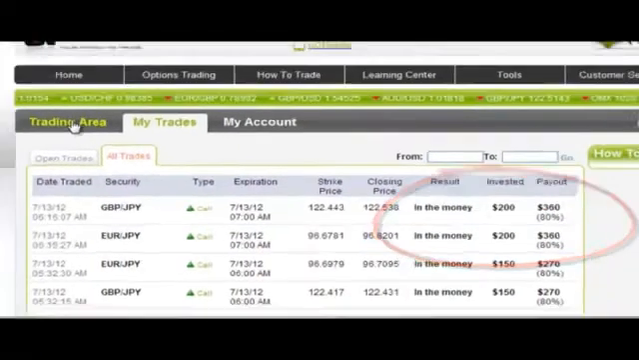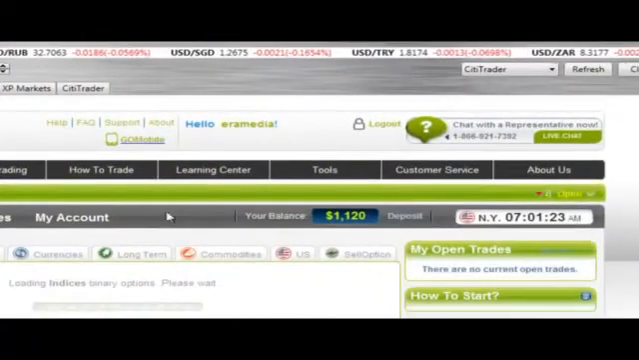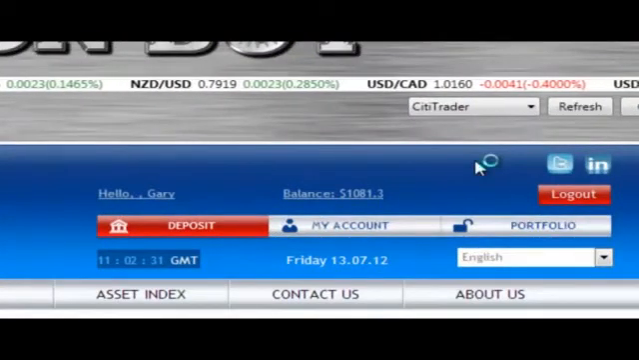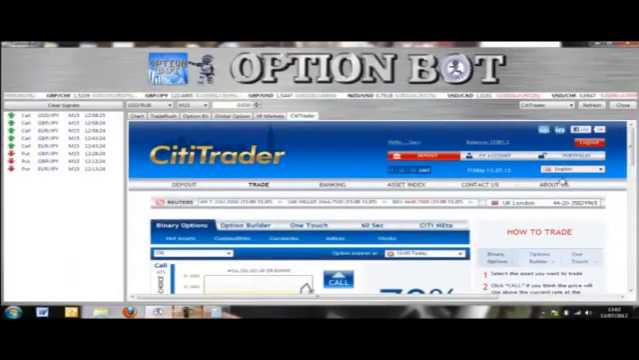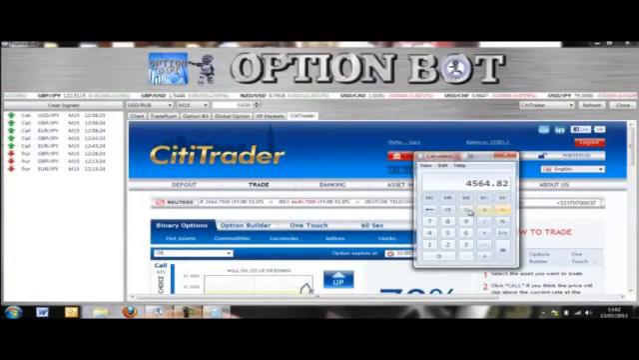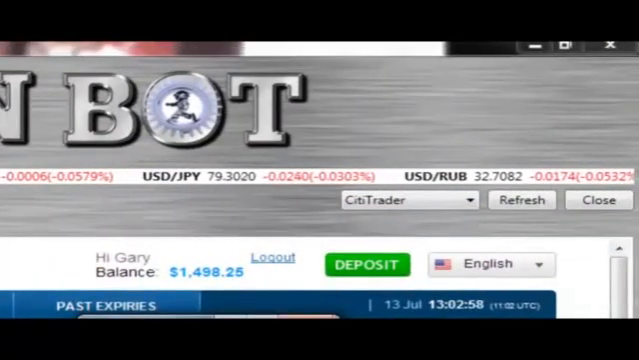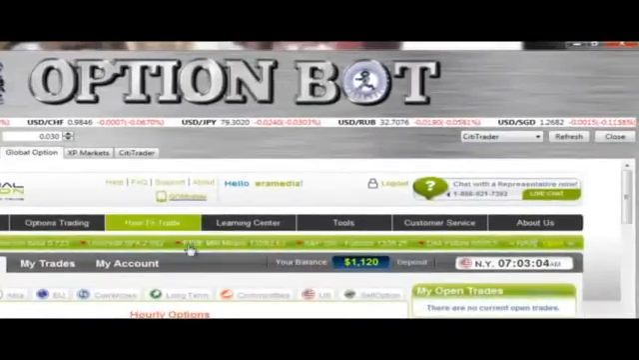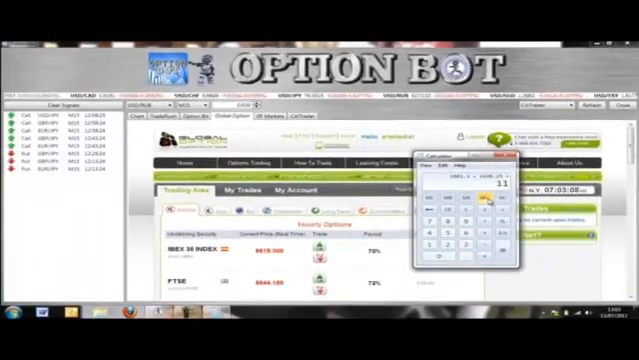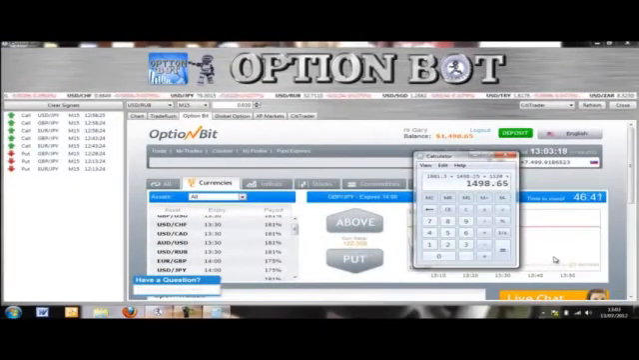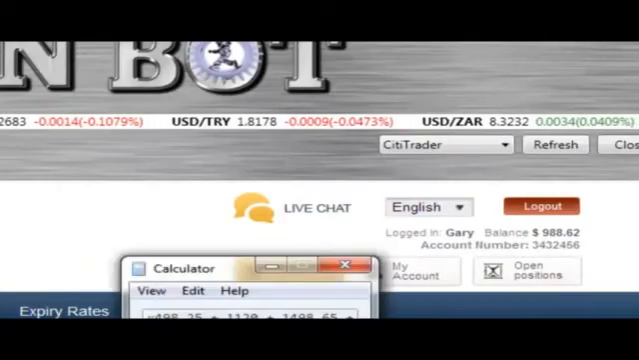I'm showing a profit on Global Option, which has pushed the balance from $800 to $1,120 as you can see here. With CityTrader, I now have a balance of $1,081.30. So I'll bring up the desktop calculator. We started off with a cumulative balance of $4,564.82 as you can see here. So it's $1,081.30 with CityTrader, $1,498.25 with XP Markets, $1,120 with Global Option, $1,498.65 with Optionbot, and finally, $988.62 with TradeRush.